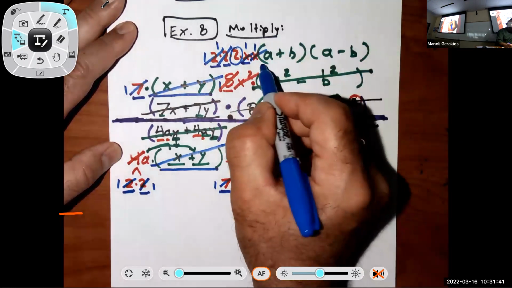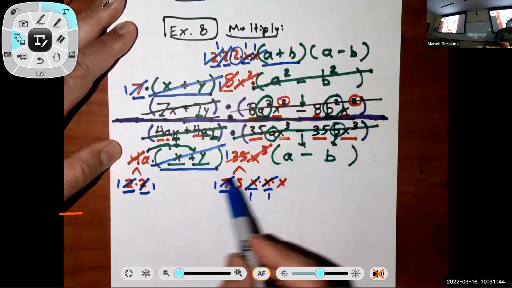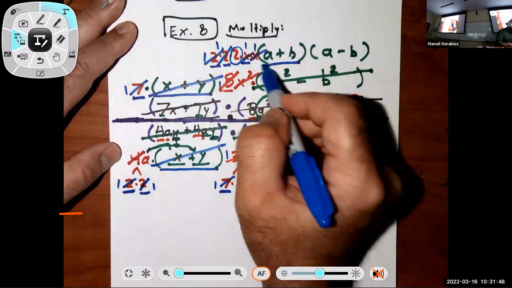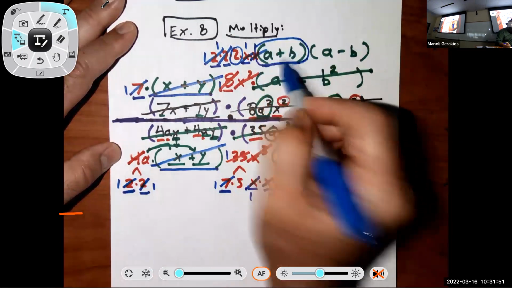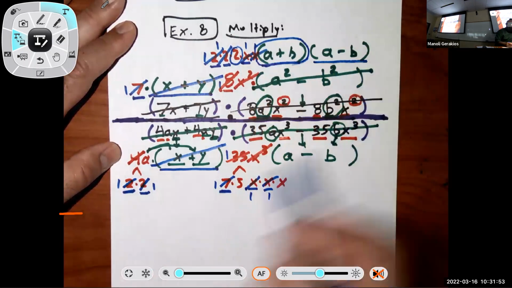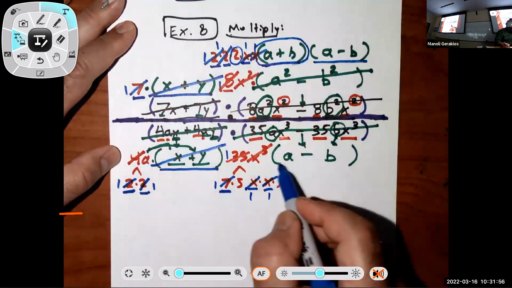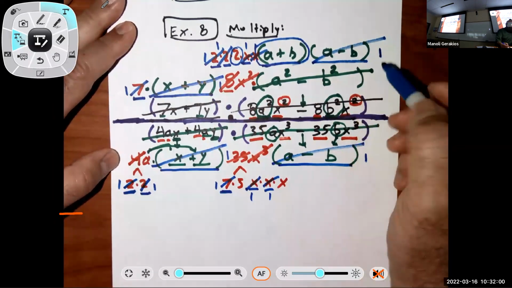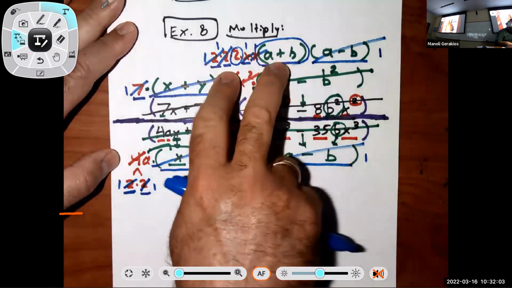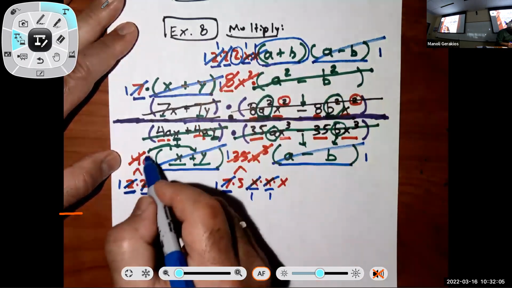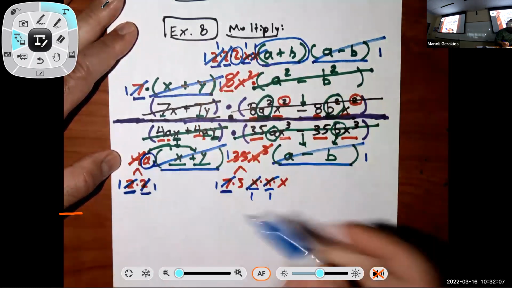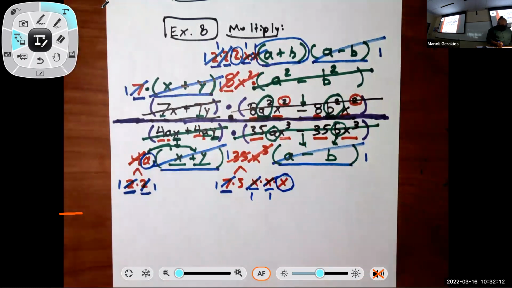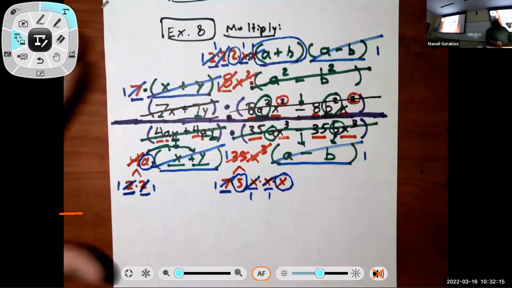Here's an a plus b. Do you see an a plus b down here anywhere? No, right? So a plus b is going to stay in the numerator. Then here's an a minus b. Is there an a minus b down here? Yes. Slash and replace with ones. So now I know I got a 2 and an a plus b up here. What do I have down here? Here's an a by itself. Here's an x by itself. And a 5. Very good.